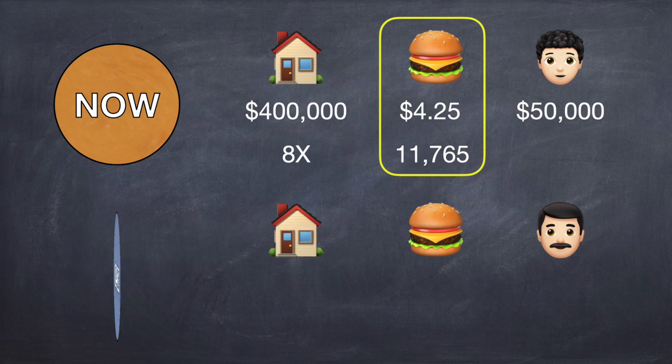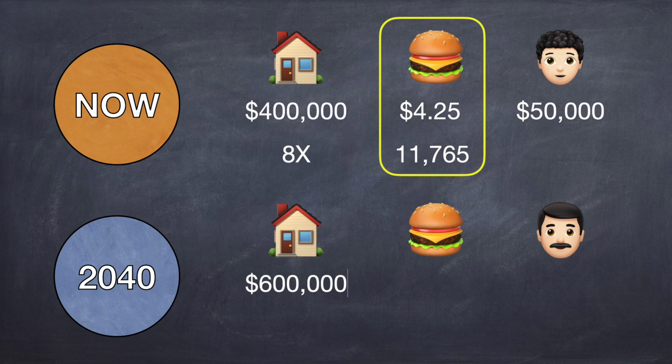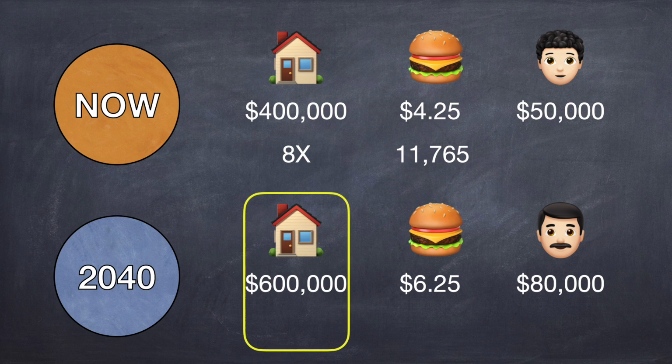So let's flash forward to 2040, and we're going to say inflation has gone up a little bit, like in that graph example. So a house costs $600,000, a hamburger is now $625, but your salary also increased in that example. So let's say you now are getting paid $80,000 a year instead of $50,000. Let's measure these ratios and see if your buying power went up or down.